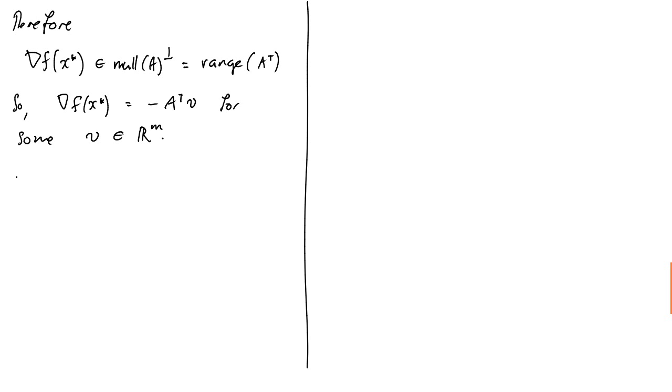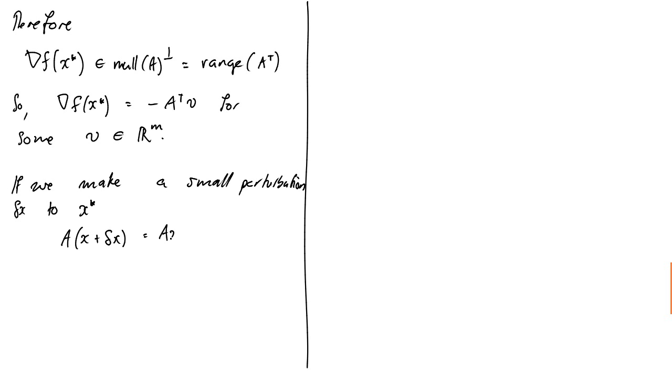If we make a small perturbation, delta x to x star, so we're seeing what happens if we move away, then we have A of x star plus delta x equals A x star plus A delta x, and we'll call the quantity A delta x delta b.